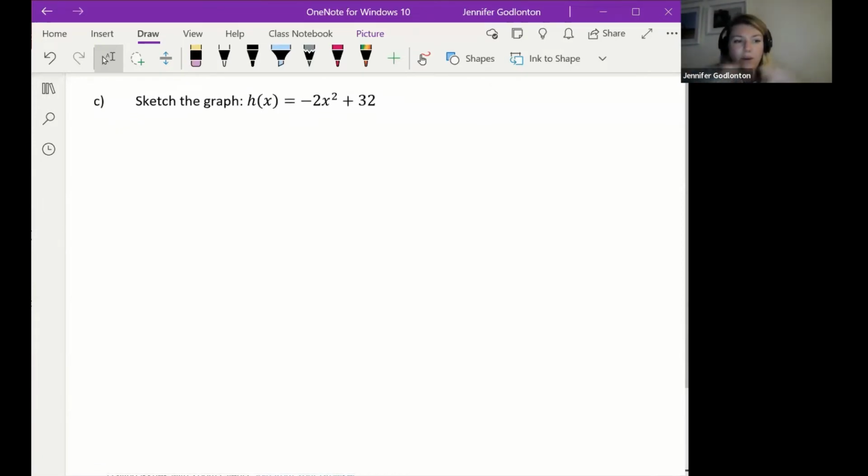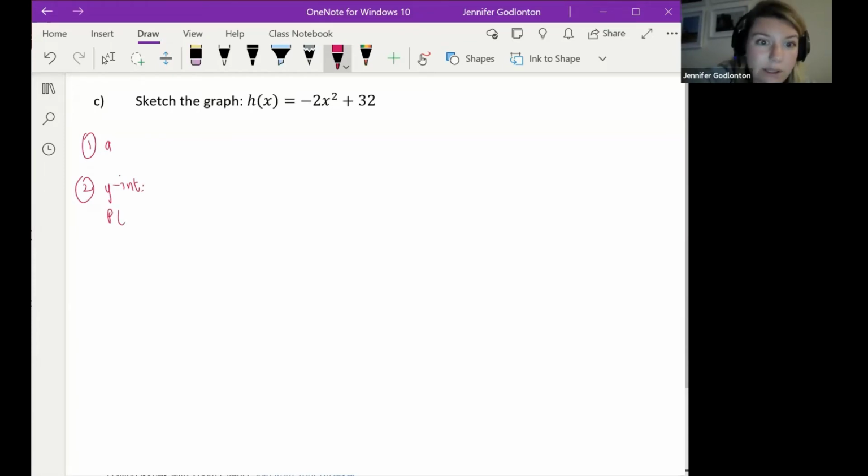So I want you to think about it all by yourselves. Think about your 3 steps. Think about each one as you go along. So think about what is a positive or negative? Is it a happy or sad graph? Then think, what is my y-intercept? And think about what the coordinates are and plot it.